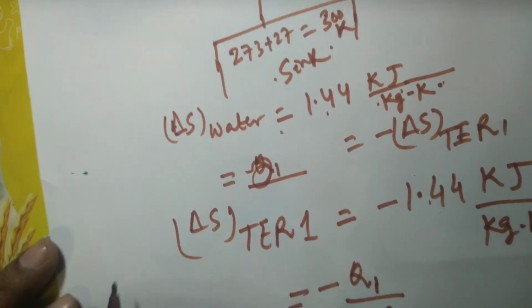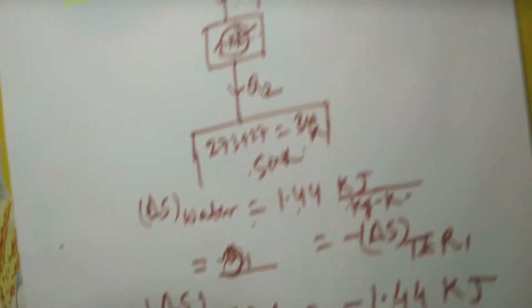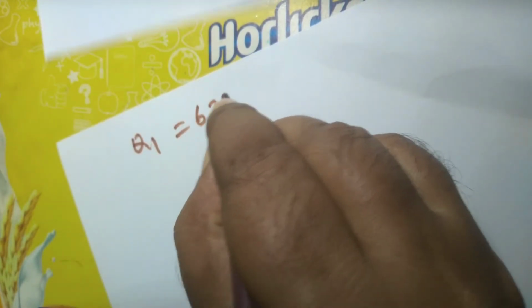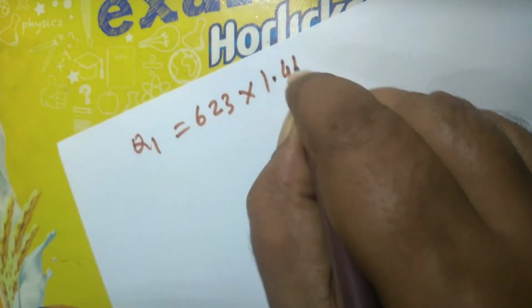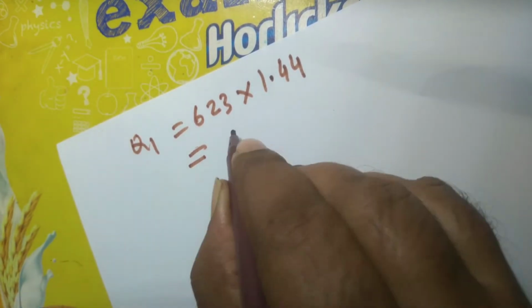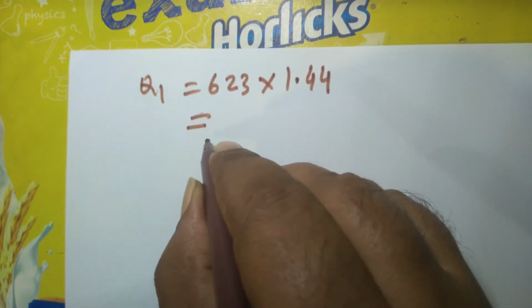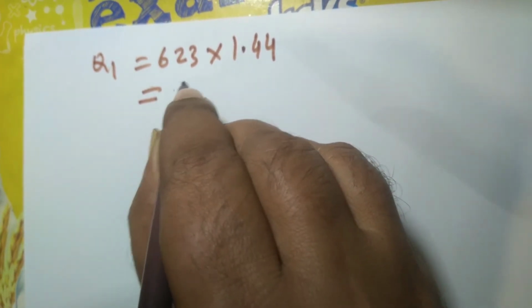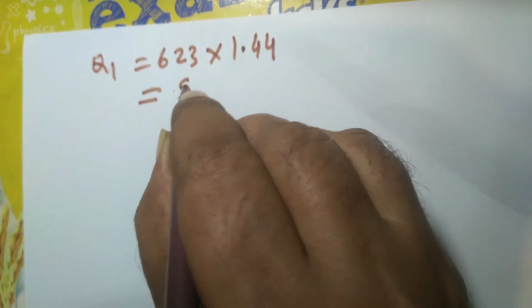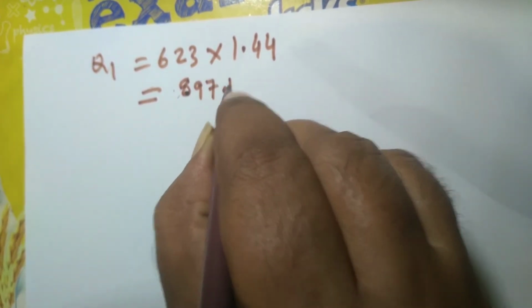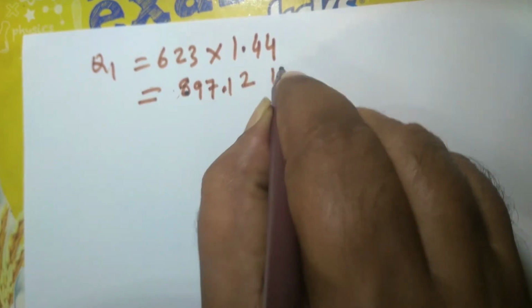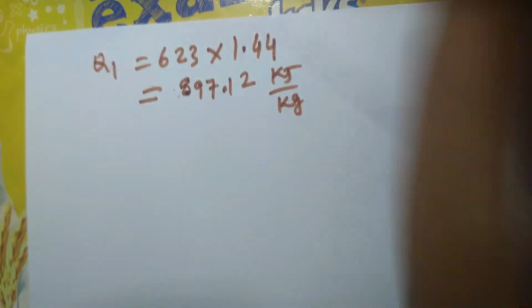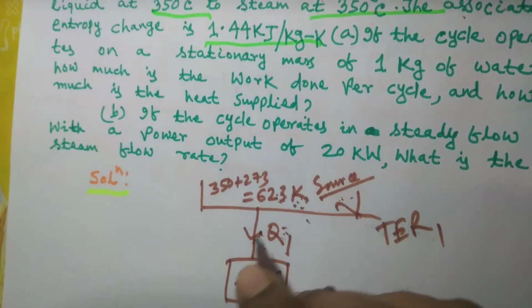So from here, if we write this, Q1 will come to 623 multiplied by 1.44. Q1 is equal to 623 into 1.44. Obviously this Q1 is the heat supplied. This is equal to 897.12 kilojoule per kg. This is the heat supplied, this Q1 is heat supplied to water.